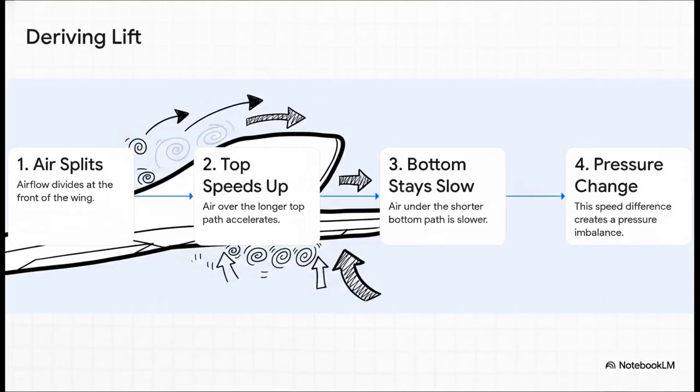So imagine this. A stream of air hits the front of the wing and splits in two. Now, the air that goes over the top has a longer race to run to meet up with the air at the back. To do that, it has to speed up. The air underneath, it's got the shortcut, so it can move slower. And what did we just learn? Faster air on top means lower pressure, and slower air on the bottom means higher pressure. Suddenly, we have a pressure difference.